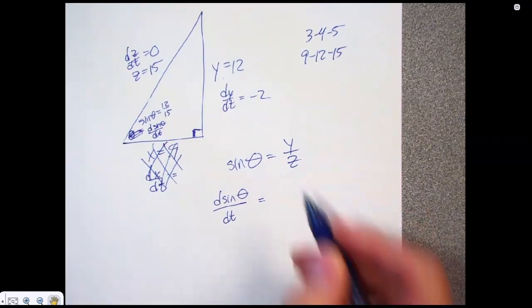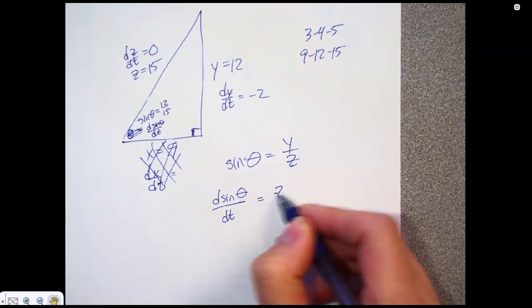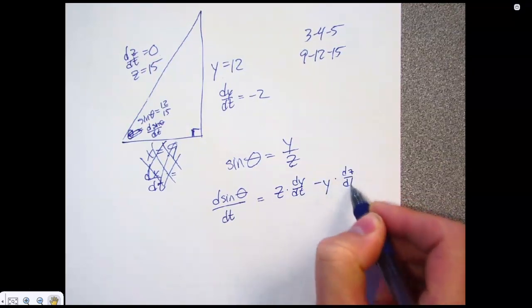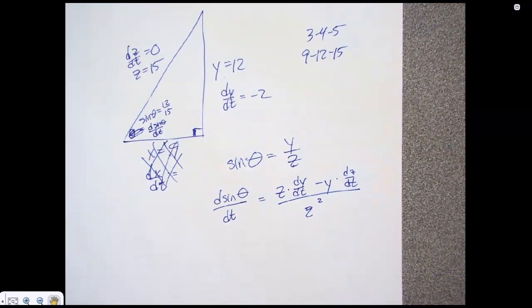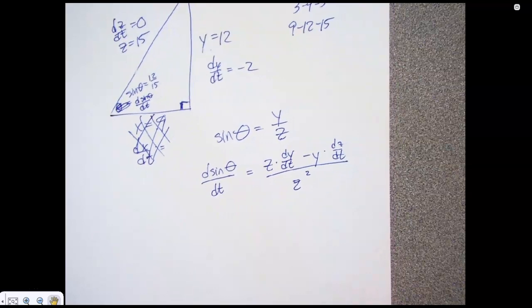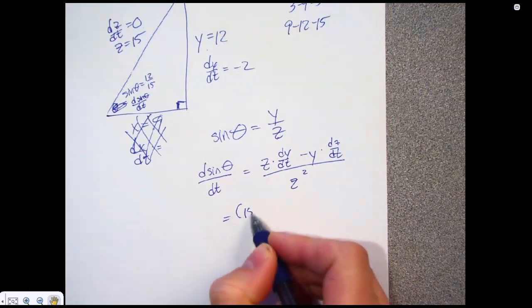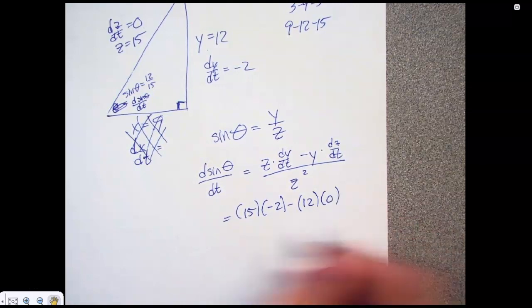Well, I'm just going to keep going. We'll see. I'm going to do quotient rule over here. So it'd be z times dy dt minus y times dz dt on top, over the bottom squared, so over z squared. But I'm going to find change in sign, not necessarily the change in the name. z is 15, dy dt is negative 2, y is 12, dz dt is 0.